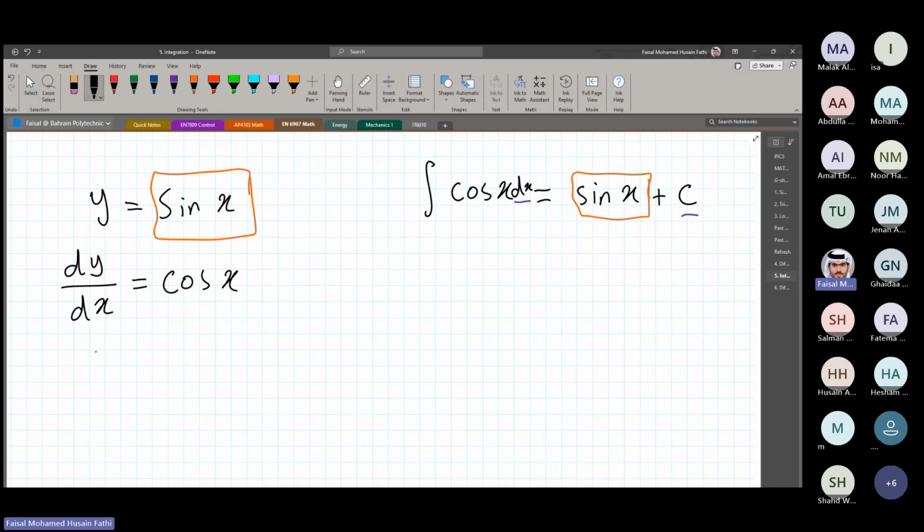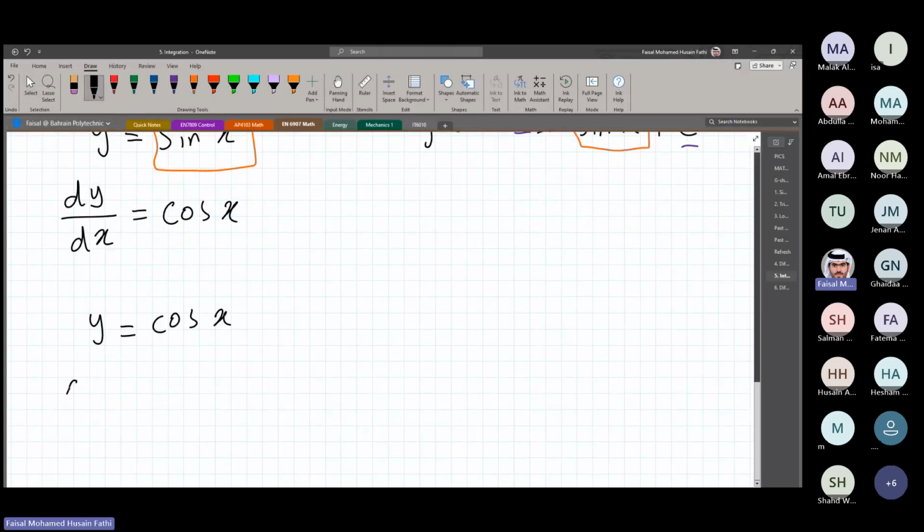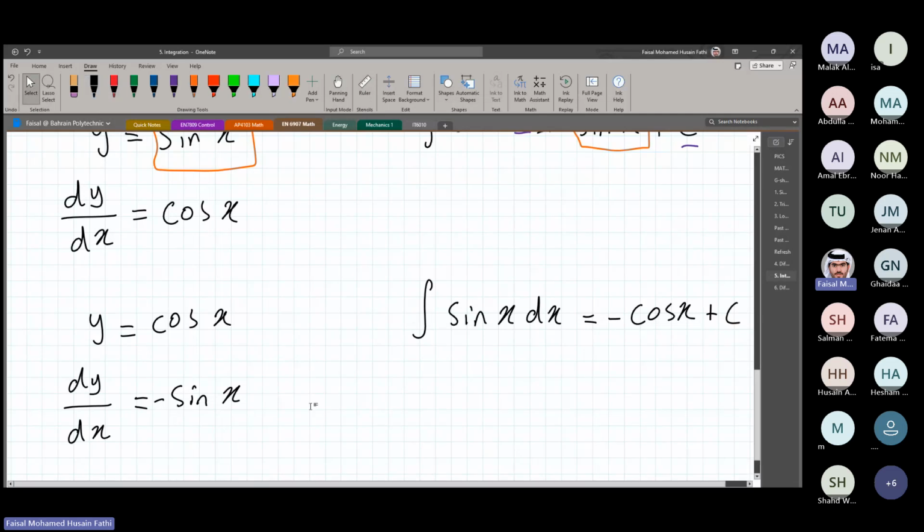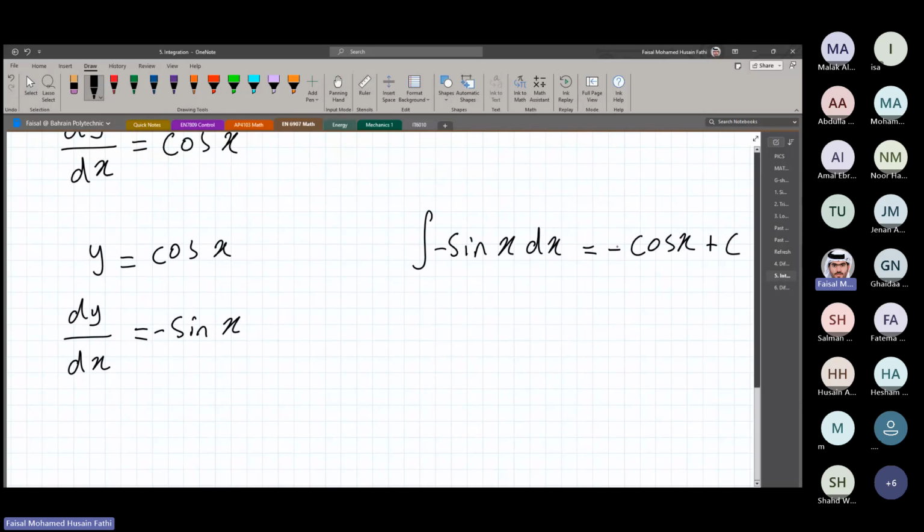The same thing with y is equal to cosine x. When we are differentiating this, it's going to give us sine x, but negative. It's minus sine x. So when we go to integration of sine x dx, this is going to give us minus cosine x plus c. So it's the opposite now, because we have the opposite sign. If we do minus here, this is going to be plus here. If we remove the minus here, this is going to be negative here. It's just the opposite work.